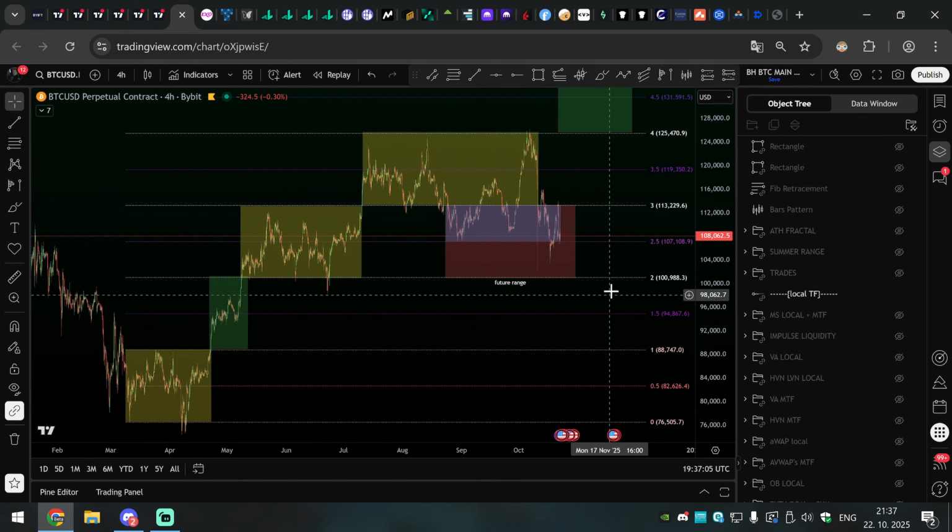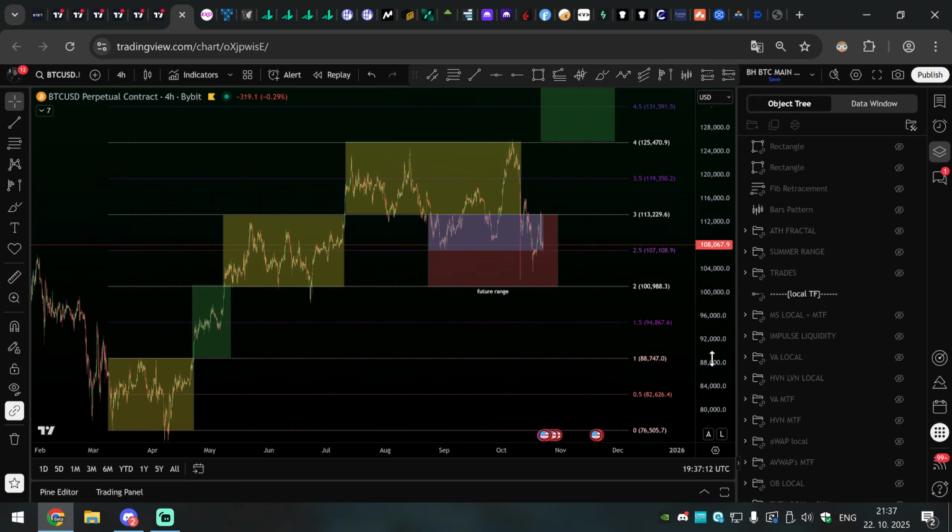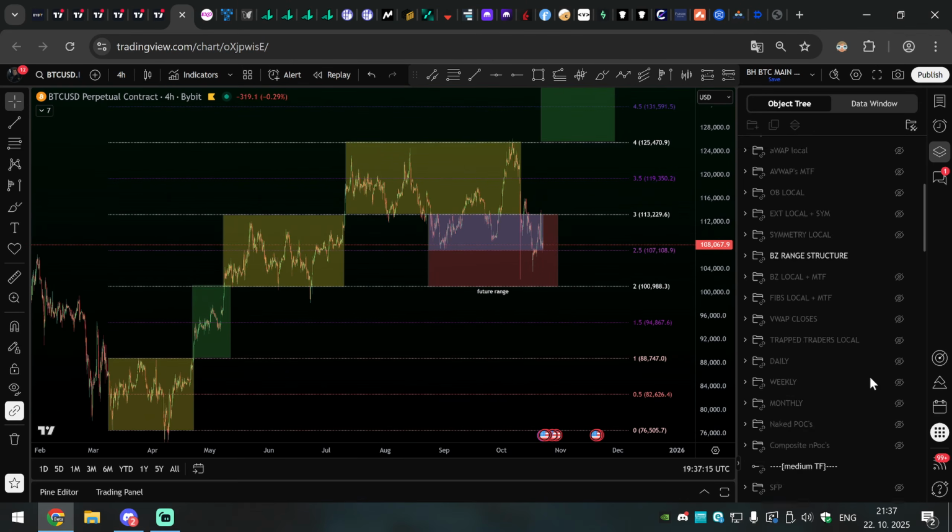This is the future area where Bitcoin will very likely be ranging if you start losing 100k and fail with this swing failure pattern. So be aware of that. And the red box is giving clarity.